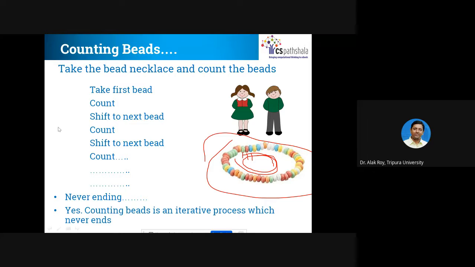Like in the first example, taking attendance, there is an end, from 1 to 100 students, or maybe 1 to n number of students. At the point n, it will stop. But in the case of this necklace, the counting process will never end.